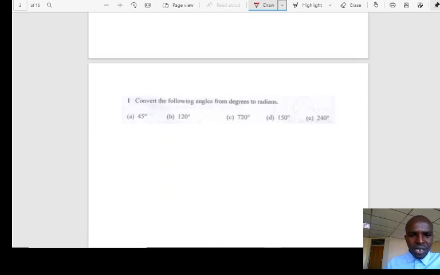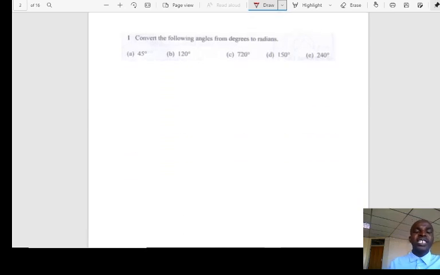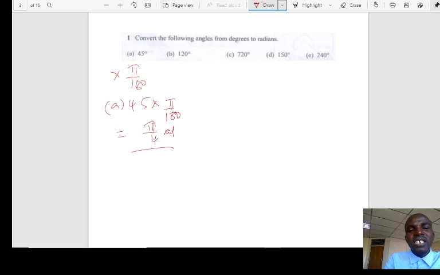Then next section, these are the questions now. The first question reads, convert the following angles from degrees to radians. Remember, from degrees to radians, I said we have to multiply by what? Pi over 180. Let's start with the first one, which is 45 degrees. So you say 45 times pi over 180. What do you get here? You simplify. 45 into 180 is actually 4 times. So it will be pi over 4 radians. Done. That's the first part.